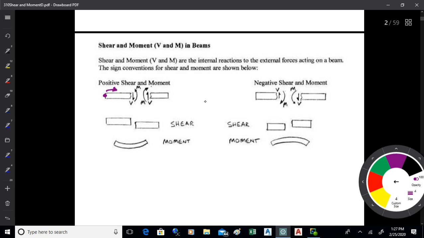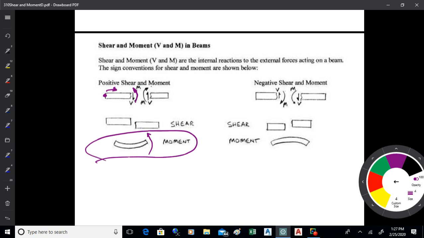Now the positive sense of these is that positive moment curls the beam up. Okay, so positive moment as you're working left to right is actually counterclockwise, which is good because that matches our general moment sign convention. That curls the beam up. There's positive moment, okay? The silly way to remember that is that positive moment makes the beam smile. Negative moment makes it frown.